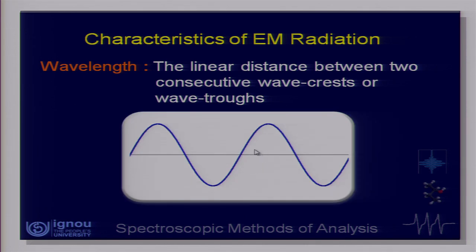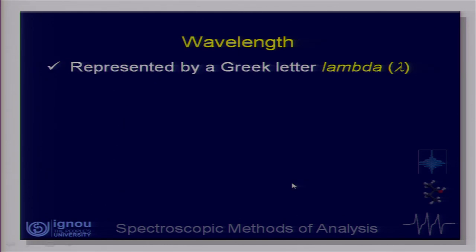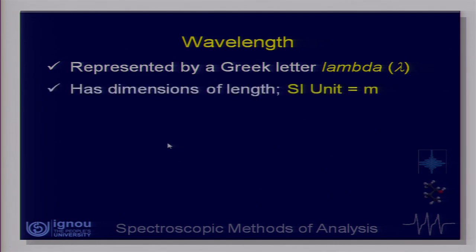Let us look at this picture. This is my typical wave which is going there. If I look at this distance, it is the linear distance between the two crests, or I can take this distance between two troughs. This is defined as wavelength. Say if I have a different wave, now this will be the wavelength. Typically, wavelength is represented by a Greek letter called lambda. I am sure you are familiar with the symbol lambda. Further, wavelength has dimensions of length, and the SI unit is meter.